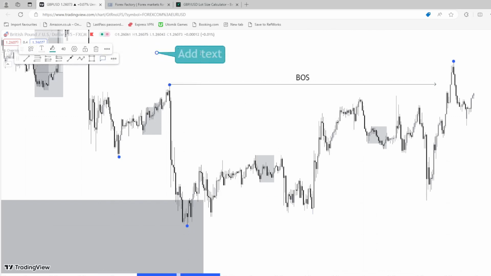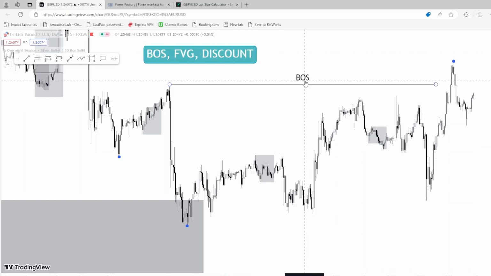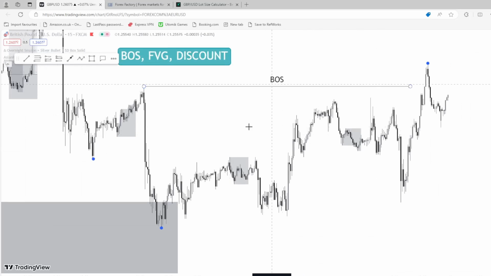So let's get our three rules out again. We want to have a break of structure. We want to have a fair value gap. And this time we want to be priced, you guessed it, in the discount, because the discount is where we look for buys below the equilibrium. So that's the first rule that's been ticked, which is a break of structure.